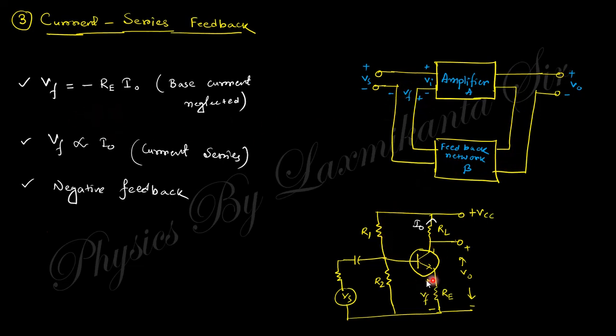So in this diagram you can see this is the cell bias condition, and this voltage, that is VF, is nothing but RE at 0, R0 is constant. So VF is proportional to I0. So current is connected as a voltage for negative feedback.